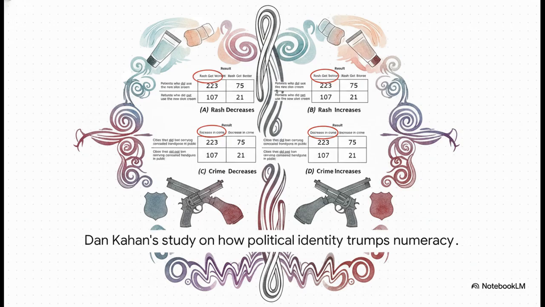Makes sense. But then he presented the exact same numbers, but framed the problem as a question about gun control. And something fascinating happened. Suddenly, people's political views became more important than their math skills. In fact, the better they were at math, the more they used those skills to justify what they already believed.